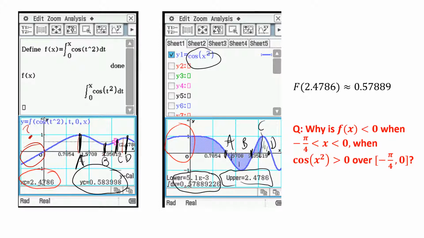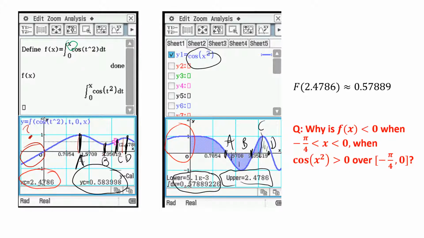So why is our net signed area function negative for negative values of x between minus pi and 0 when the cos squared function is clearly not negative, is above the x-axis over there? Well, you can see, hopefully, that when x is negative, what we're doing is integrating from 0 to a value lower than it. And so what the integral is doing is making that, therefore, a negative value.